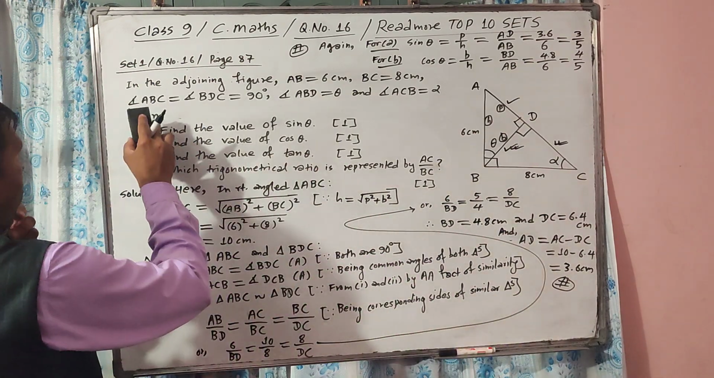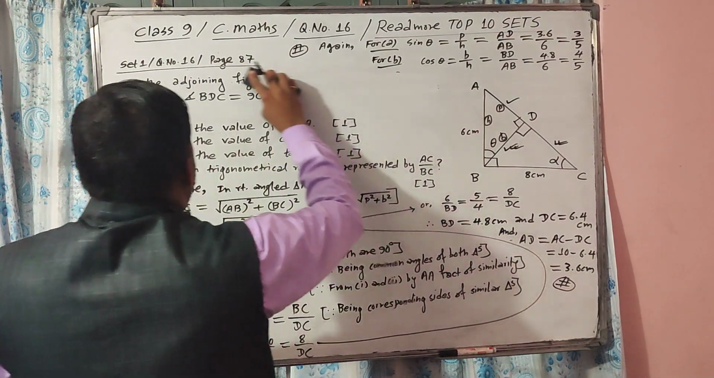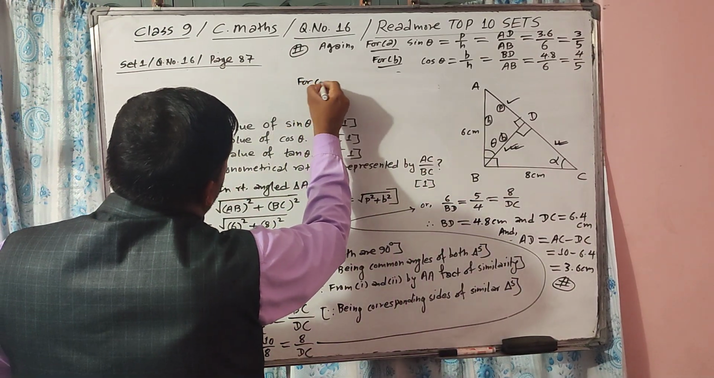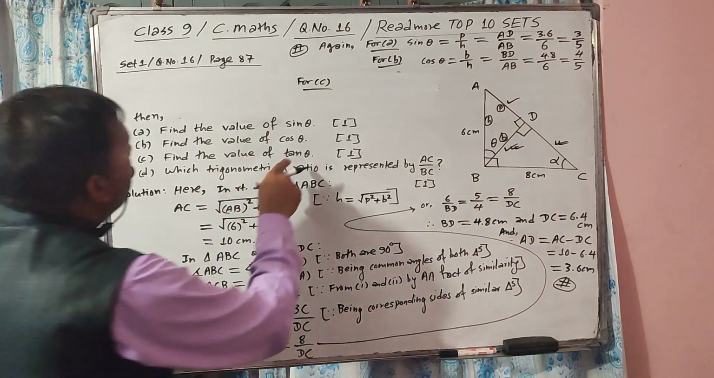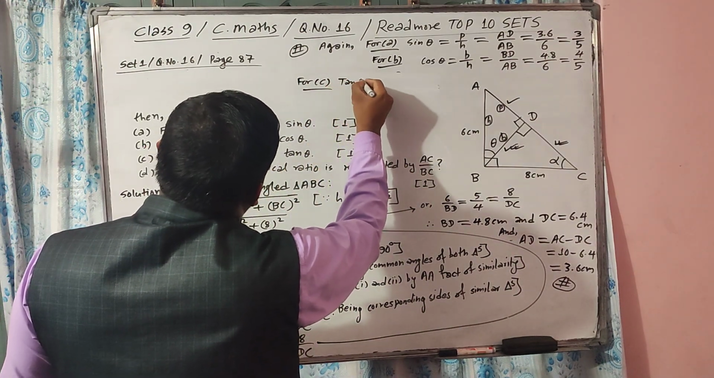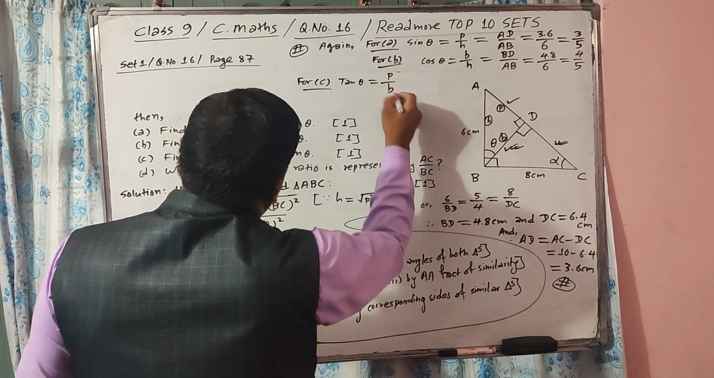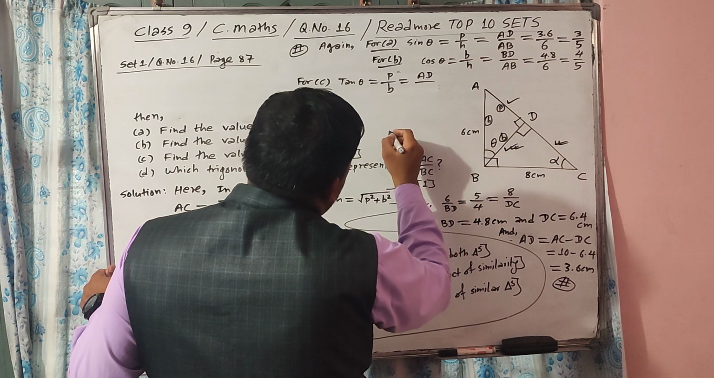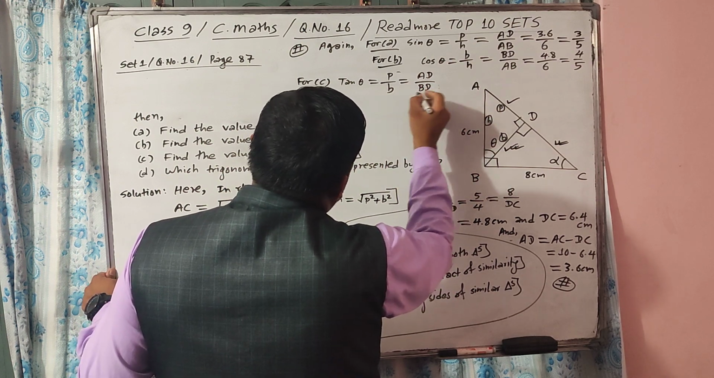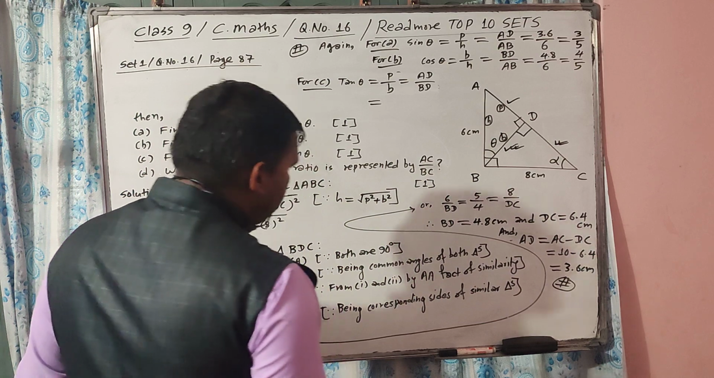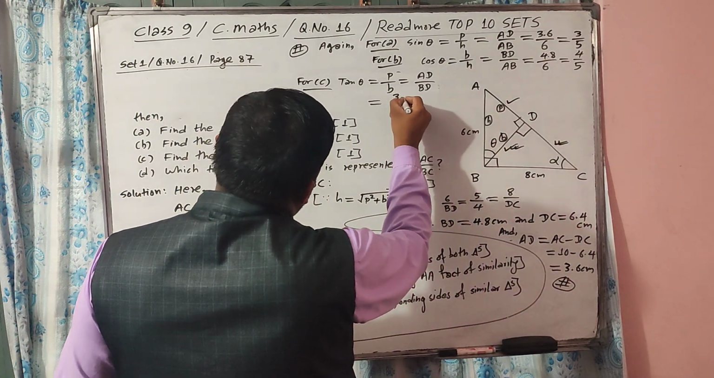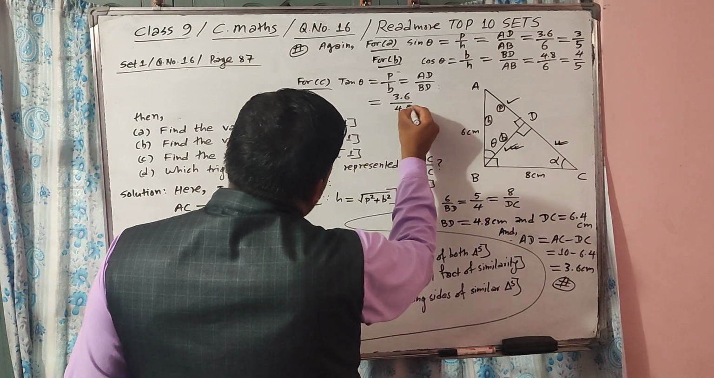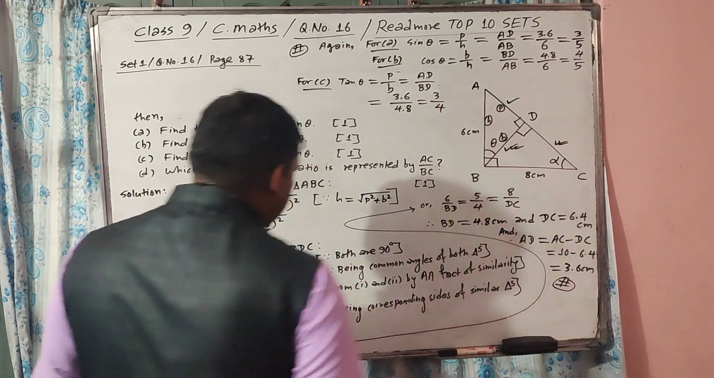Now for C, we have to find the value of tan theta. Tan theta equals P by B. In this triangle, perpendicular is AD and base is BD. AD by BD, that is AD is 3.6 upon BD is 4.8. It becomes 3 by 4.